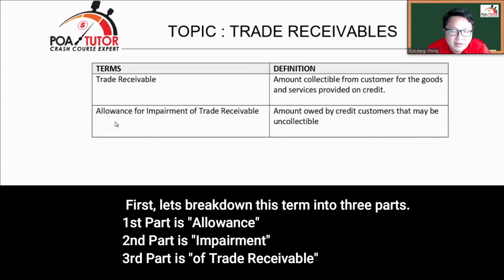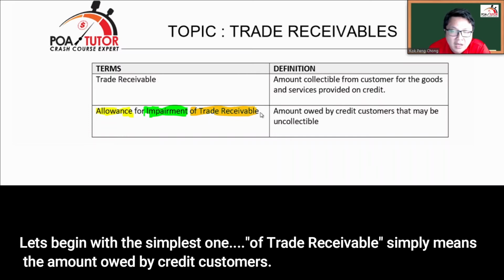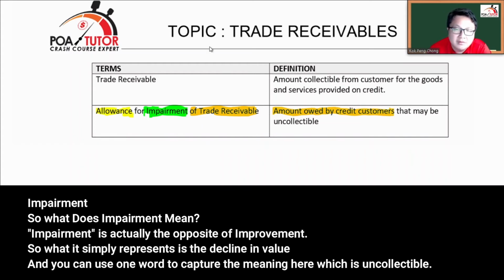First, let's just break down the definition into three parts. First part is the one allowance. Second is impairment. The third one is of trade receivable. Let's begin with the simplest one. Of trade receivable simply means the amount owed by credit customers.